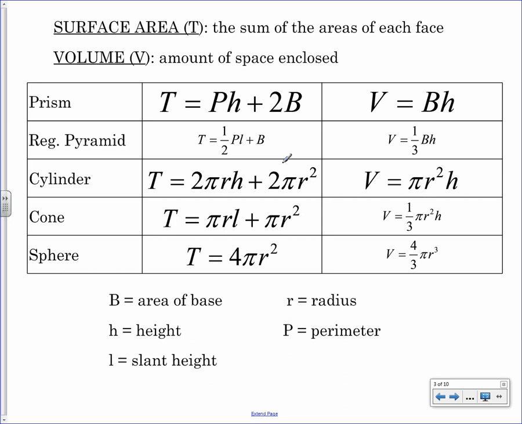Okay, so we're talking about surface area and volume today. Surface area is called the capital T. If you use SA, I'm fine with that, but it's called the capital T. Surface area is the sum of the areas of each face. Volume is the amount of space enclosed. You guys have known this for forever, right?